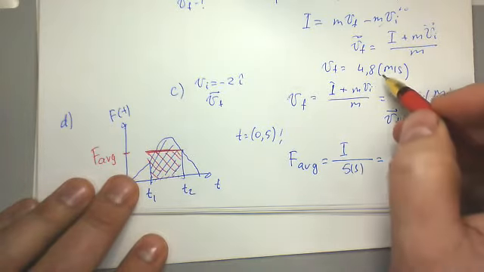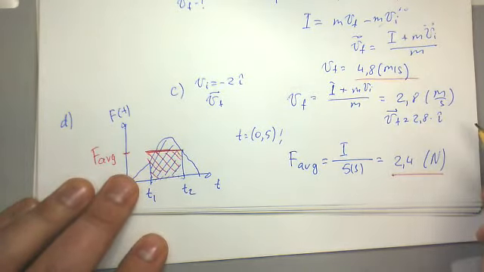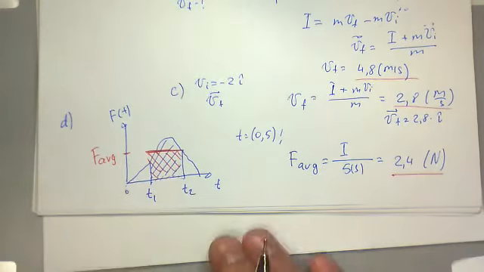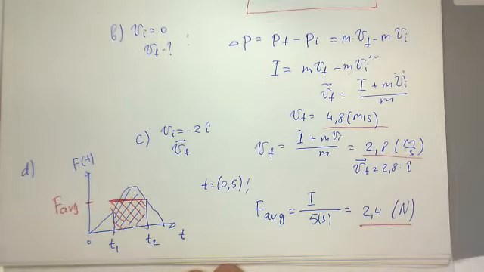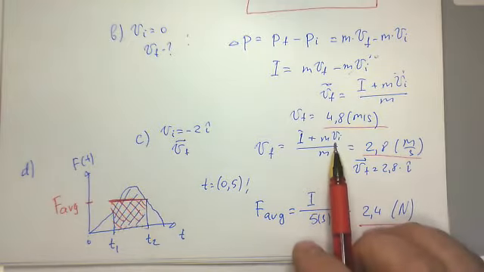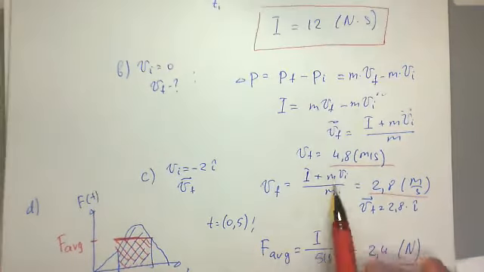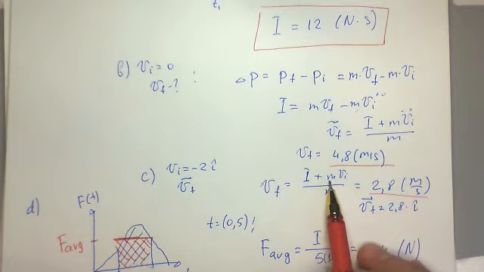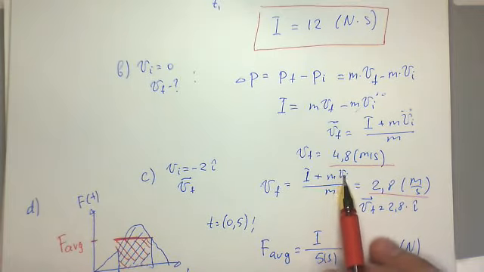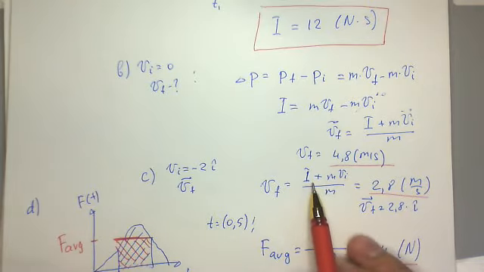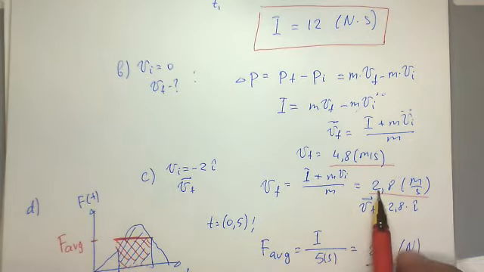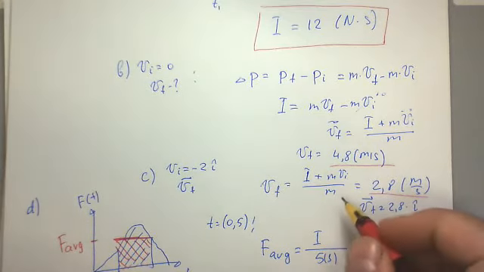So this is the answer for this part. I have a question. Yes, please. In part C, did you substitute -2 for v initial? Yes, it was -2. Ah, okay, thank you. This is 12 plus -2 times 2.5. Mass is 2.5. I substituted -2, so that is 7 over 2.5. The answer is 2.8.